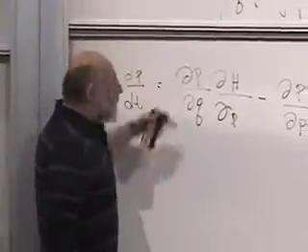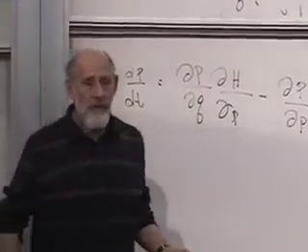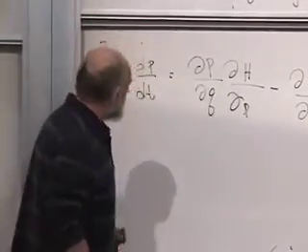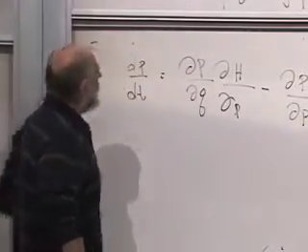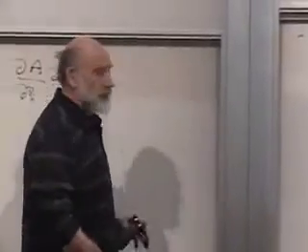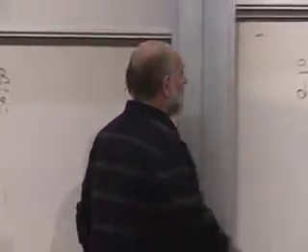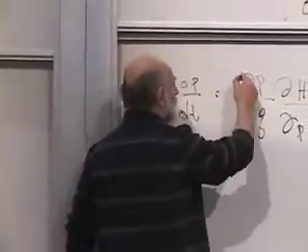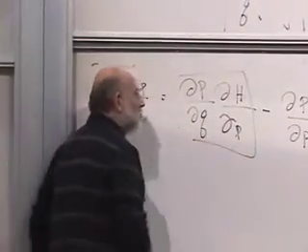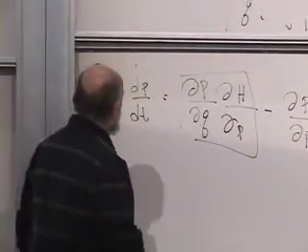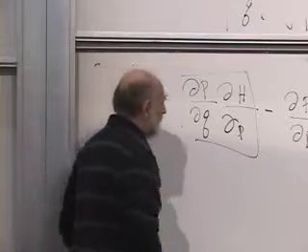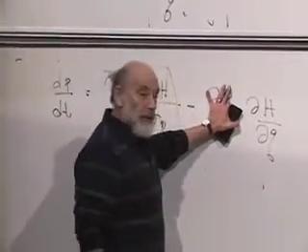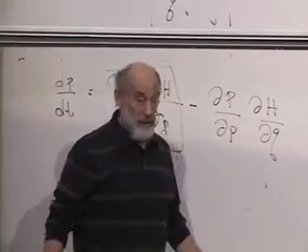Now, dP by dQ is 0. P and Q are independent variables, and the derivative of one independent variable with respect to another is just plain 0. So this is 0. What about dP by dP? That's just 1, and so we find dP by dt is just minus dH by dQ, one of Hamilton's equations.